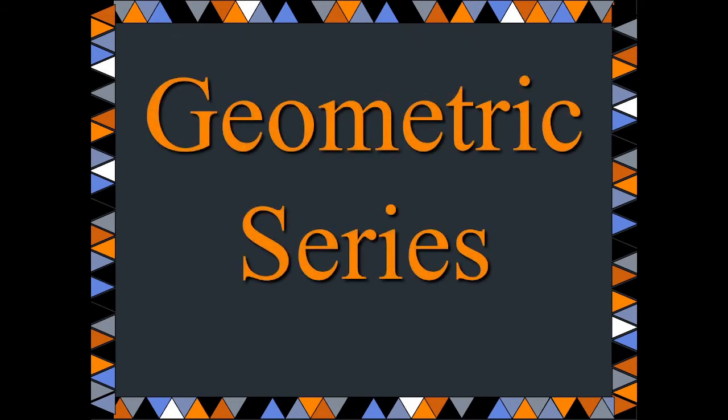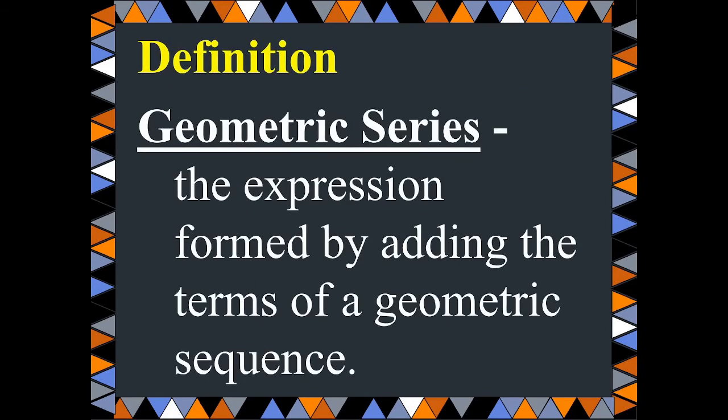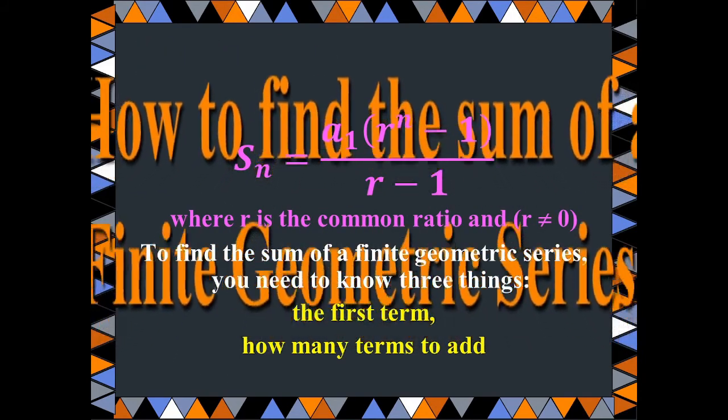Now, let's go to geometric series. So, take note, you already know what series is. It talks about sum. So, the definition of geometric series is this. It's simply an expression formed by adding the terms of a geometric sequence. The arithmetic series is adding the terms of an arithmetic sequence. In geometric series, you're given a geometric sequence, you'll be adding the terms, you call it geometric series.